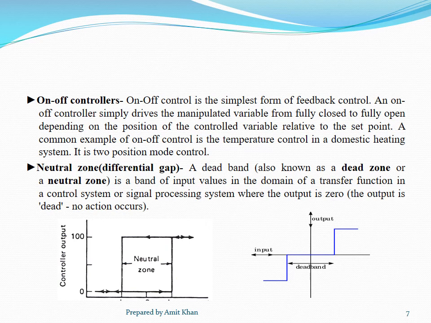Next is the neutral zone. It is also called dead zone or differential gap. A dead band, dead zone or neutral zone is a band of input values in the domain of a transfer function in a control system or signal processing system where the output is 0.